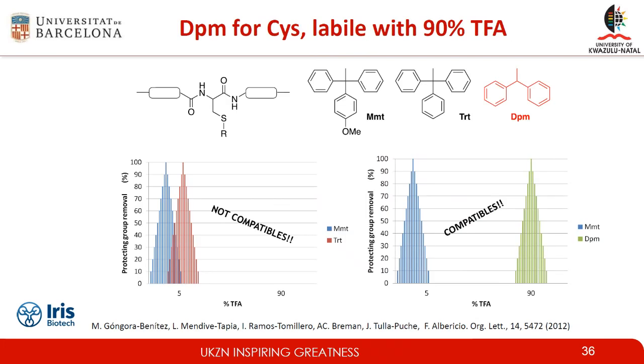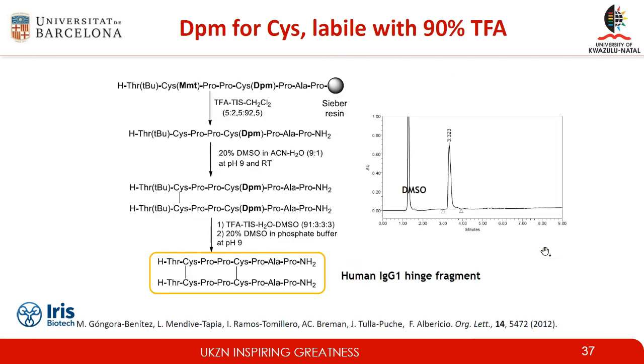This is a nice cartoon about that. MMT and trityl are not compatible with each other, but MMT and trityl are totally compatible with the DPM. This is one example. Here we're going to synthesize a parallel dimer. We have one cysteine protected with methoxytrityl, another cysteine protected with diphenyl methyl. We cleave from the silver resin with 5% TFA, and we get only one cysteine free, the other with DPM.